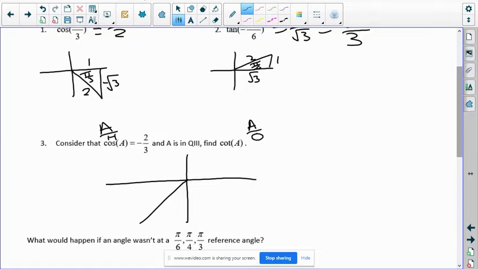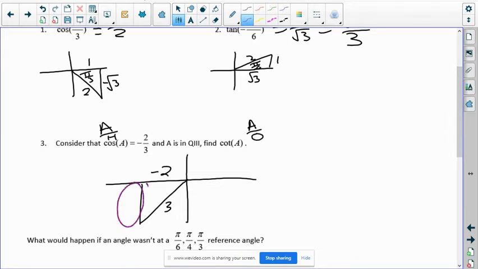Now, only if we knew the opposite side's length compared to the other sides. Well, since cosine is the adjacent compared to the hypotenuse, it's negative 2 over 3. And since we're in quadrant 3, it makes sense that this adjacent side is negative because we're going to the left on the x-axis, which is in the negative direction. Well, it'd be really nice to know this opposite side.